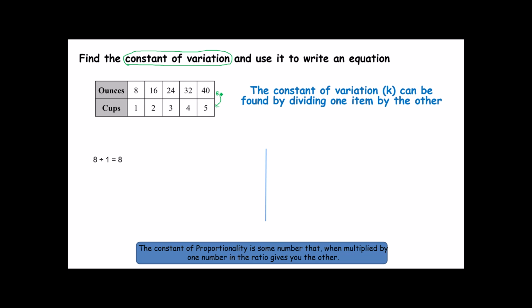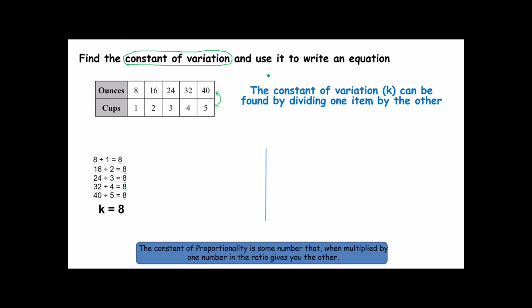Here's a way I do that. 8 divided by 1 is 8. 16 divided by 2 is 8. 24 divided by 3 is 8. 32 divided by 4 is 8. And 40 divided by 5 is 8. In other words, my constant of variation is 8. This is a quick and easy way. If you can't just look at this very fast and see, oh, they're all times 8, if you do the top divided by the bottom, it will give you the 8 every single time. If it doesn't give it to you every single time, it is not the constant of variation.